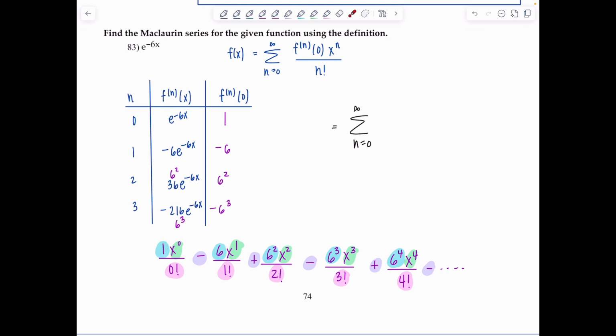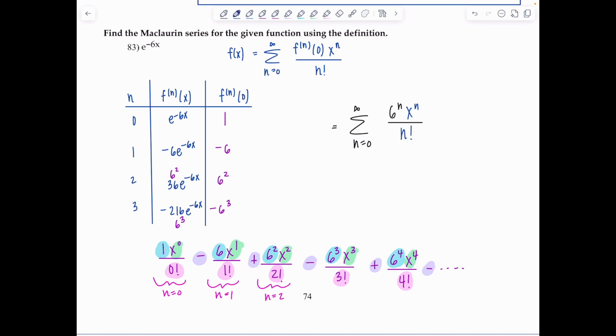1, 6, 6 squared, 6 cubed, 6 to the fourth. This is 6 to the 0, 6 to the first, 6 squared. This is the n equals 0 term. This is the n equals 1 term. This is the n equals 2 term. So whatever n is, you have 6 to the n in the numerator. Okay. Part 2, x to the 0, x to the first, x squared. We also have x to the n. Part 3, 0 factorial, 1 factorial, 2 factorial, 3 factorial. We have n factorial in the denominator.